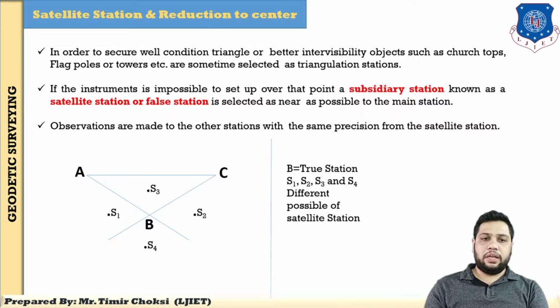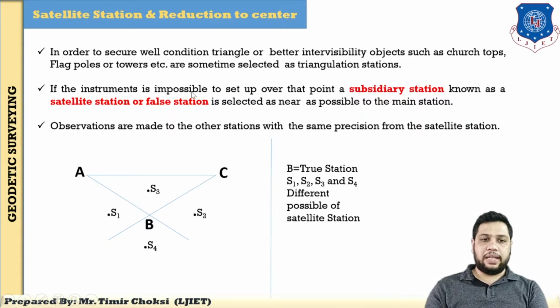Now, if it is impossible to set up the instrument over that point, a subsidiary station known as the satellite station or false station is selected as near as possible to the main station. Where it is not possible to set up the instrument over objects like church tops, flagpoles or towers, the instrument is set up over a subsidiary station selected as near as possible to the main station. This station is called a satellite station or false station.